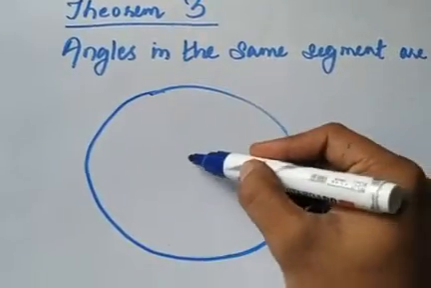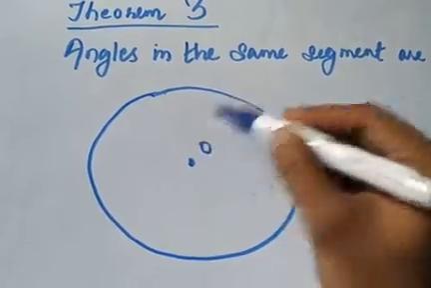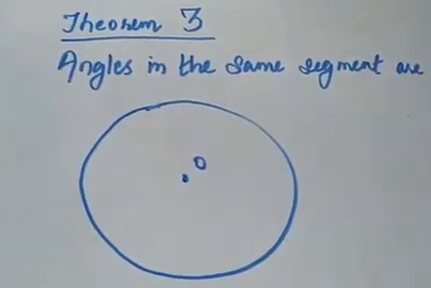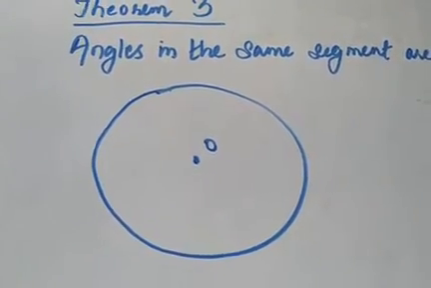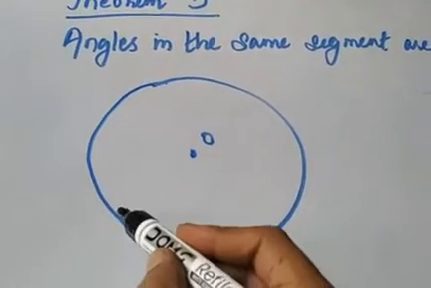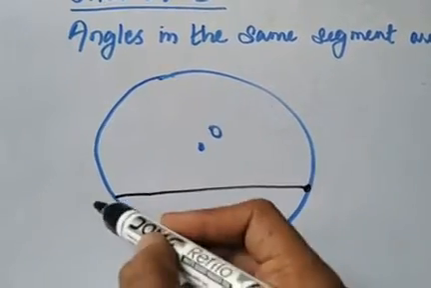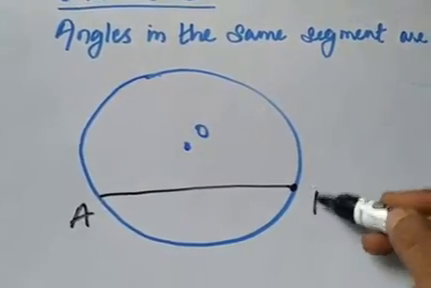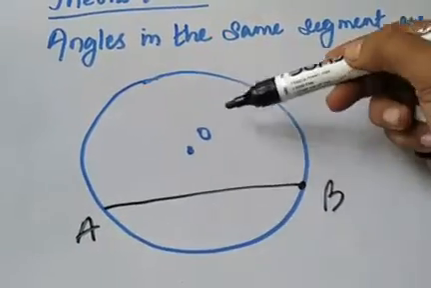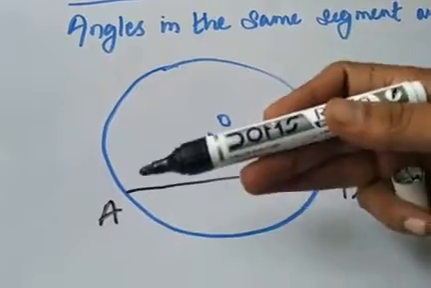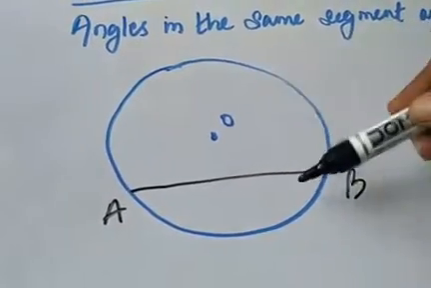So this is a circle, this is our center O. Since it is an angle in the same segment, when we talk about a segment, a chord of a circle divides the circle into two segments. So consider AB as a chord. It has divided the circle into two segments. This is the major segment, the upper part, and this is the lower part, the minor segment.